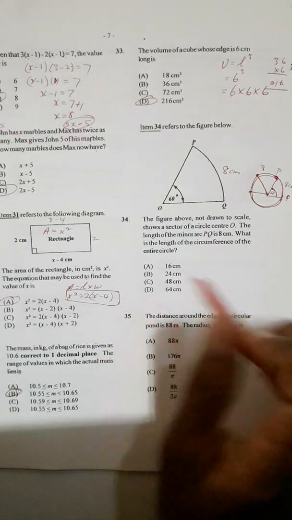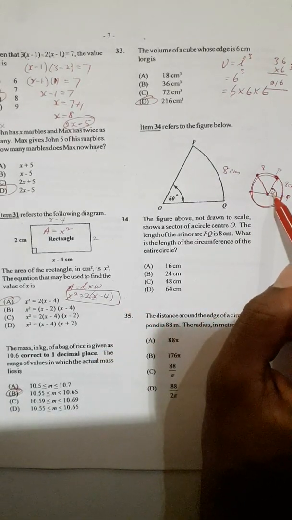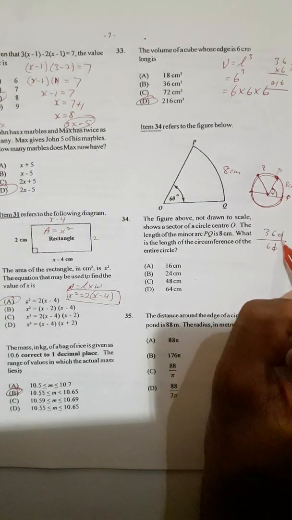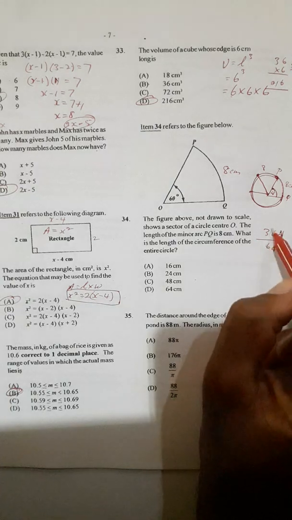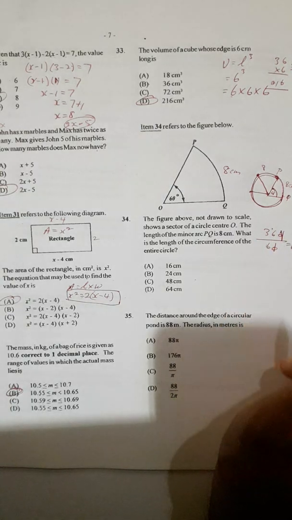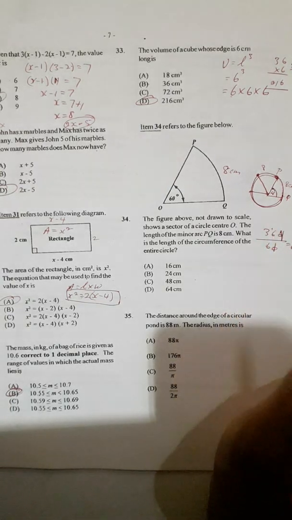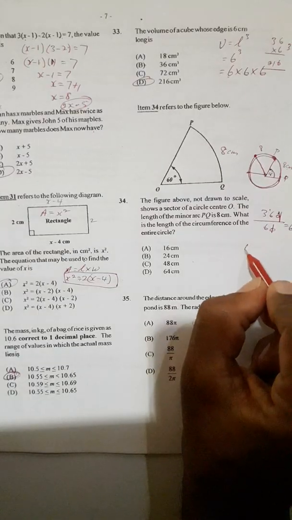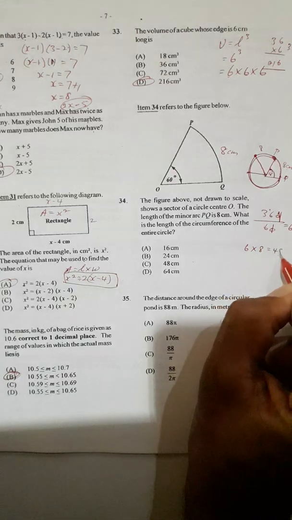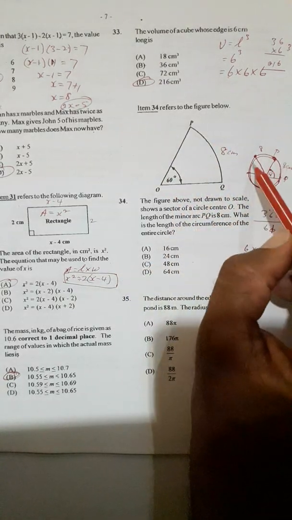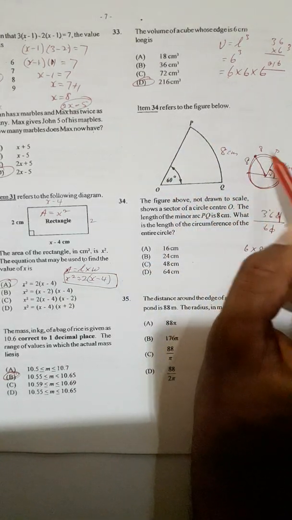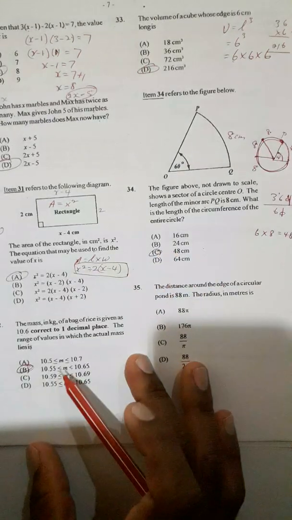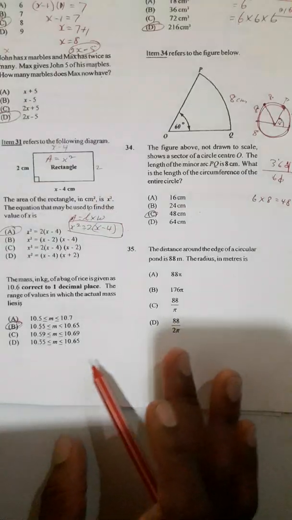Now we need to ask ourselves, how many 60s are in 360? So 360 divided by 60. We can cancel out: 6 goes into 36 6 times. So we have 6 60s in 360. Since 60 represents 8 cm, it will be 6 times 8. 6 times 8 is 48. So if we keep on adding the 8, we'll get 48. So that's the circumference of the circle.